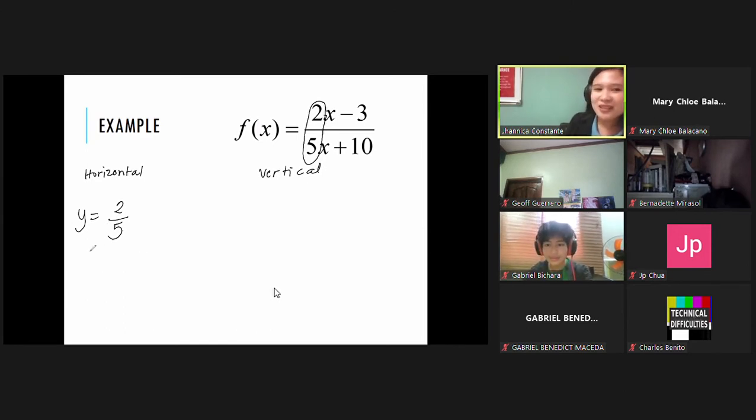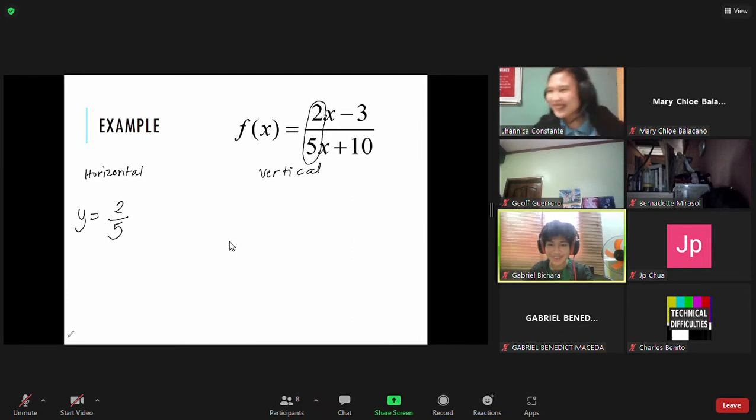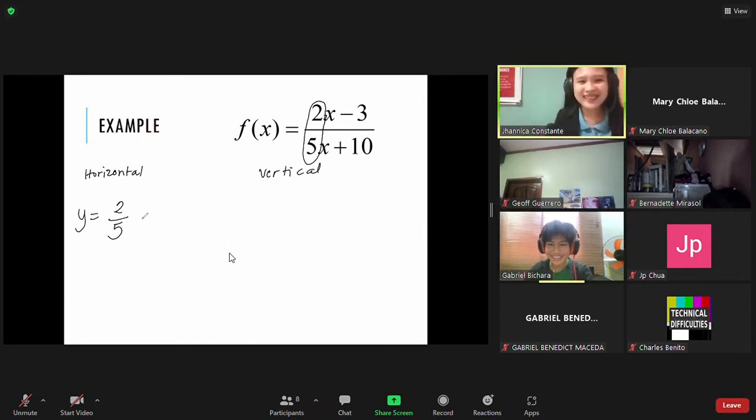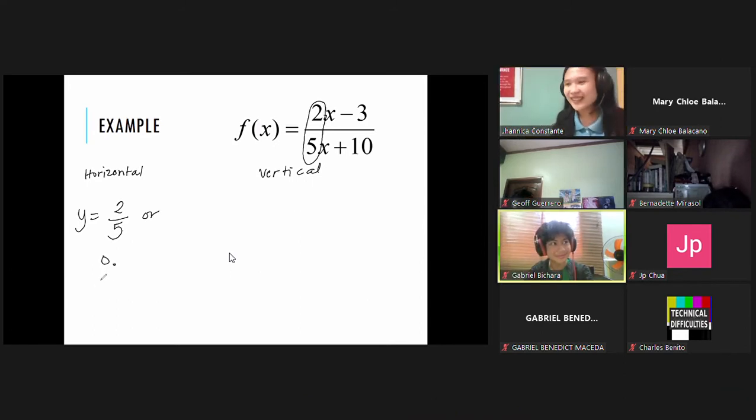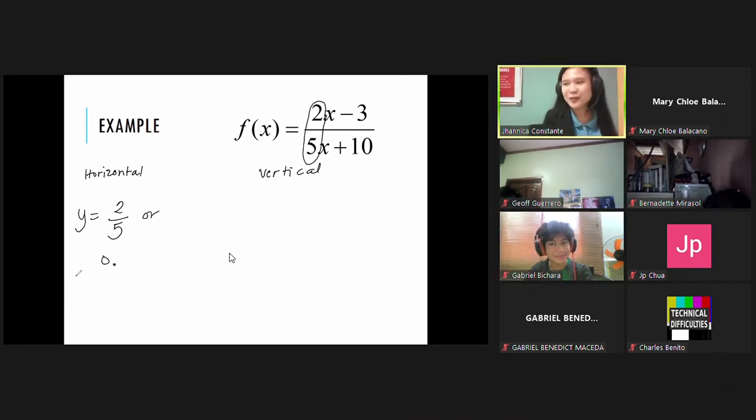Since we cannot simplify 2 over 5 anymore, if you want decimal, it is 0.4. If you want decimal, fine. So that is your horizontal asymptote.